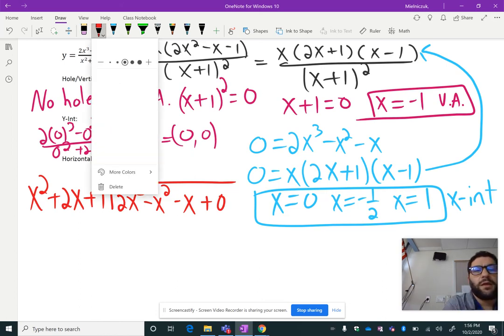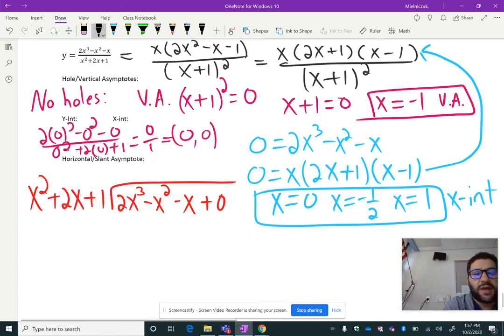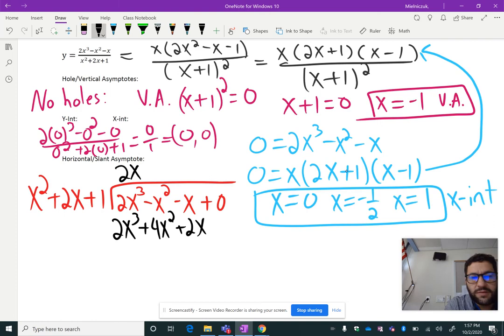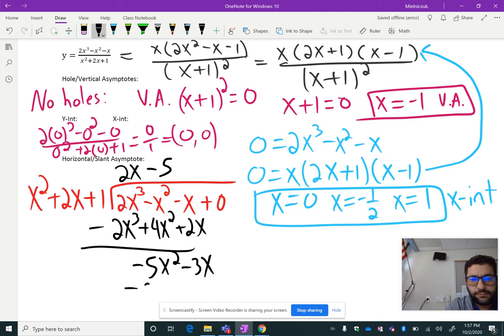So how many times does x squared go into 2x cubed? It goes in 2x times. Then we multiply. Let's see, this will give me 2x cubed plus 4x squared plus 2x. Now I subtract. So negative x squared minus 4x squared will give me negative 5x squared. Negative x minus 2x will give me negative 3x. Let's see, x squared goes into negative 5x squared negative 5 times. Minus 10x. And remember, you can ignore the remainder of this. You don't have to worry about this.